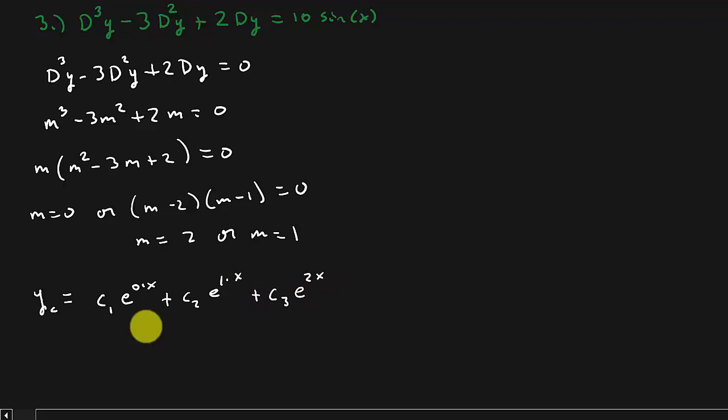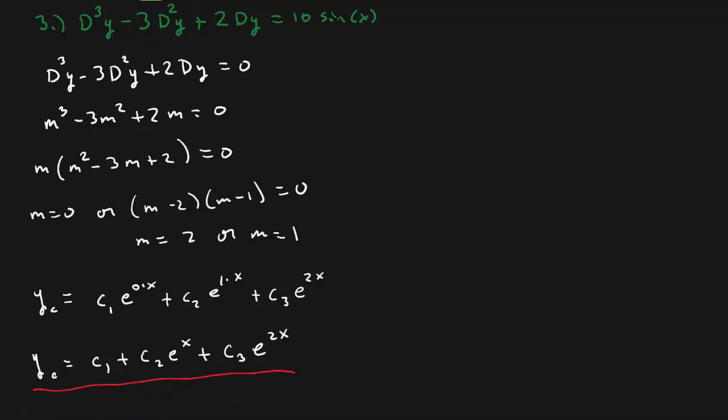And no, it doesn't matter which one of these you write first. I just did it 0, 1, 2. I just started with the smaller one and worked my way up. So y sub c is just c1 plus c2 e to the x plus c3 e to the 2x. So there's our complementary solution. Let's just go ahead and underline that in red because we know we're going to need it again.